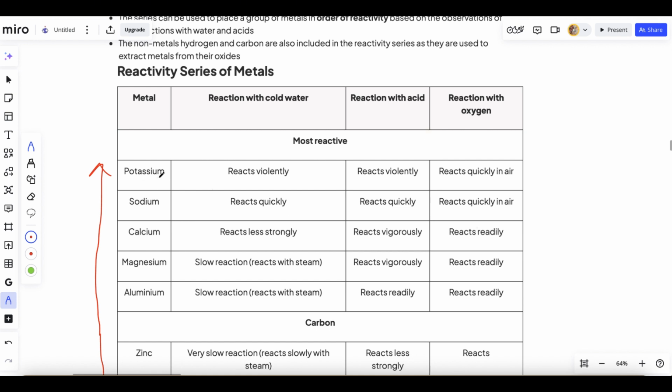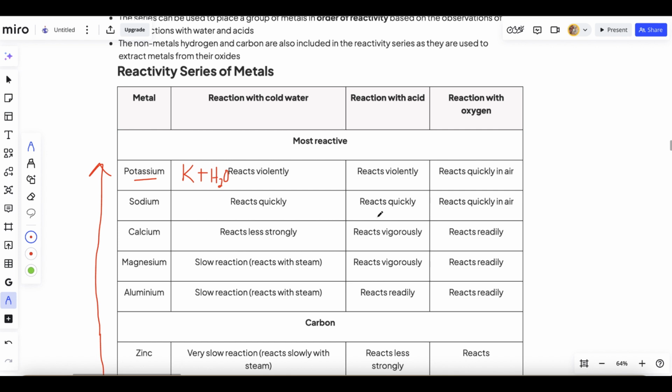For example, if you take potassium, remember the symbol of potassium is K. If you take potassium to react with water, it reacts very quickly, or we can say violently, meaning it's very vigorous. It reacts violently to form potassium hydroxide. So it reacts violently when potassium reacts with cold water.